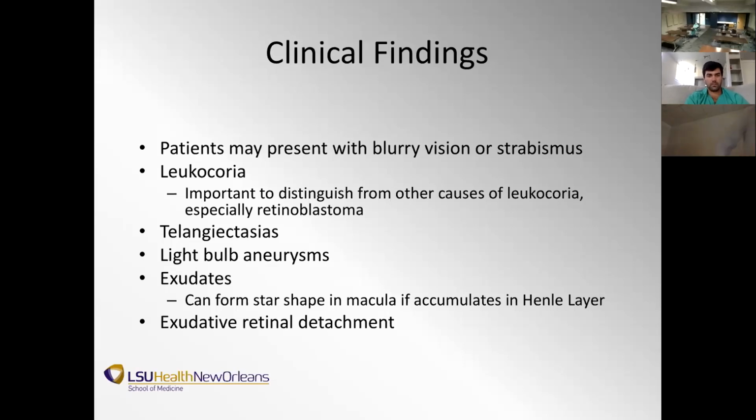So on DFE, you can see telangiectasias, light bulb aneurysms, which is kind of the buzzword for Coats disease, and exudates, and those exudates can be in the periphery, or they can be in the macula as well. If there's accumulation in the Henle layer, they can form a star. Also, patients can initially present with an exudative retinal detachment.